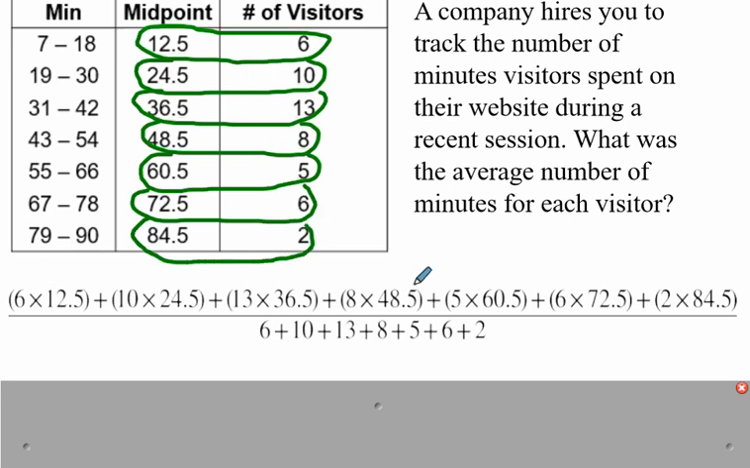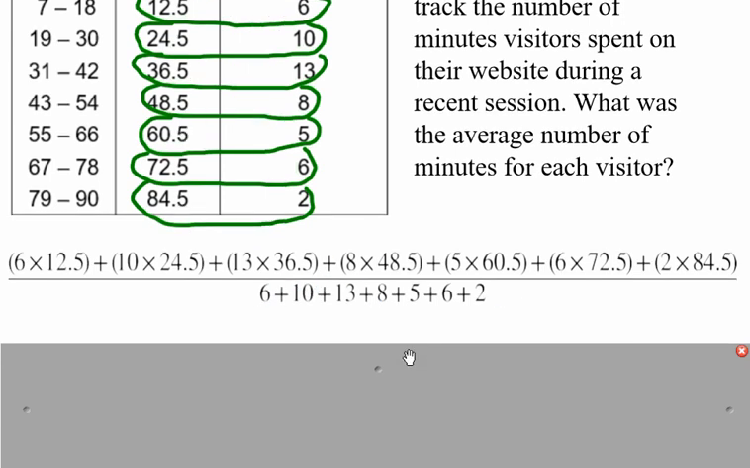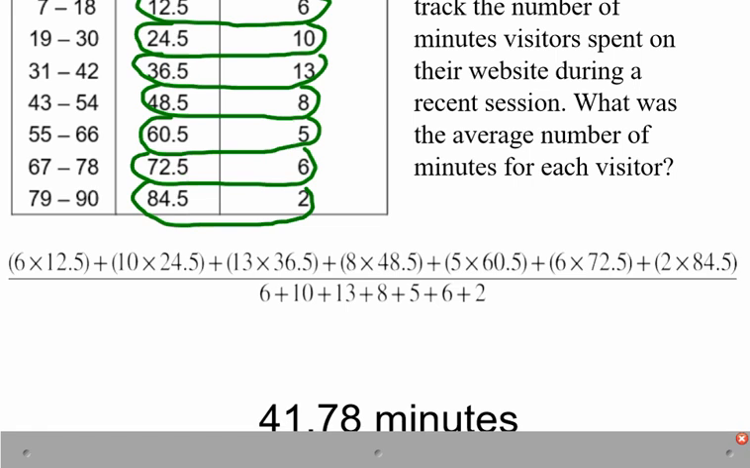So I calculate all of these values, add them all up, and then divide by the total number of visitors. 6 visitors, 10 visitors, 13, 8, 5, 6, 2. What I end up with is an average of 41.78 minutes spent for each visitor. So I needed to multiply each of these pieces, get the total number of minutes after I summed them, and divide by the total number of visitors. We're going to do a very similar calculation today, not with a frequency distribution, but with a probability distribution. So hold on to that image in your head.